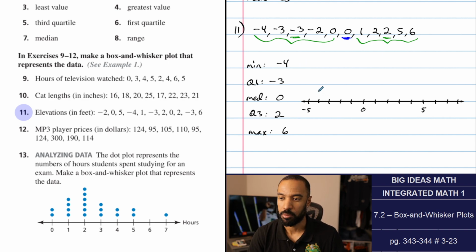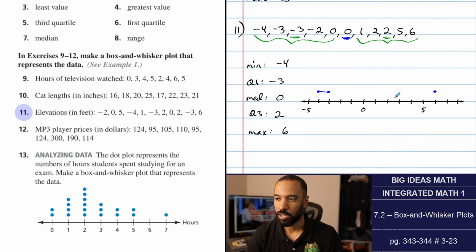So -4 is the minimum, which I put -5 at the end. So -4 is here. 6 is up here. Boom, there's our min and max. Q1 is -3, and actually that's just right here. So our first whisker, our left whisker, is right there. Boom. And 2 is Q3. So here's our right whisker. And then we can draw a box around that. I haven't gotten the median yet.